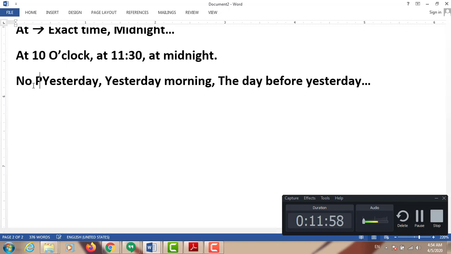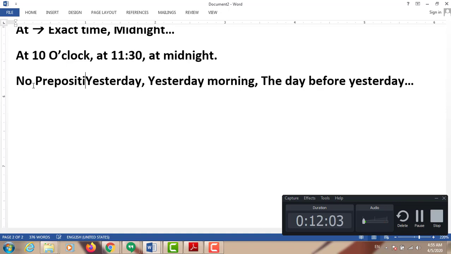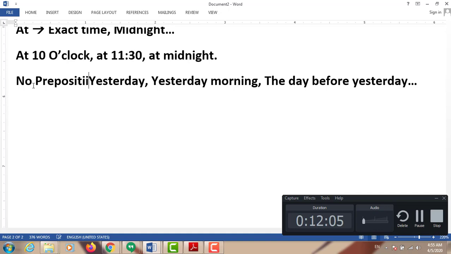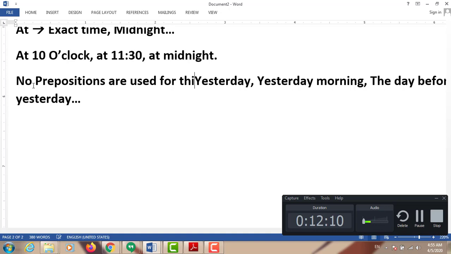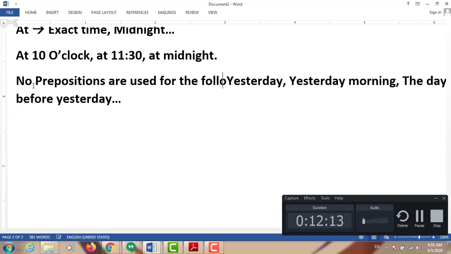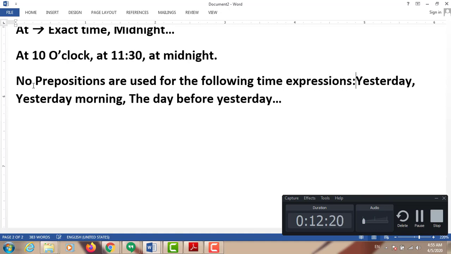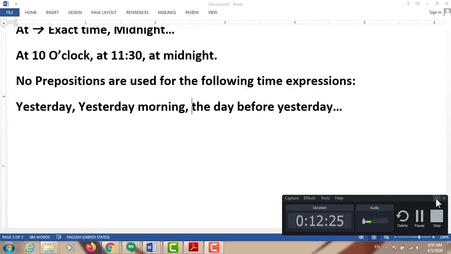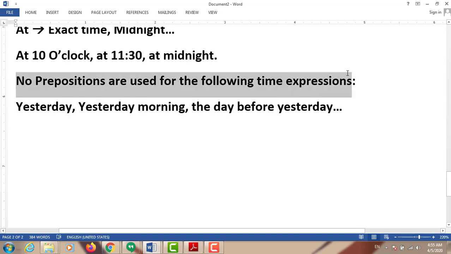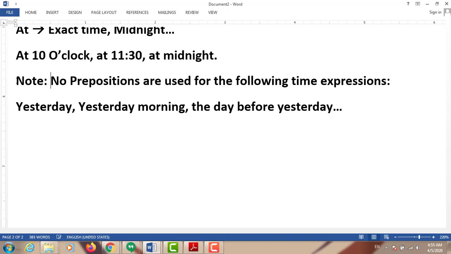So no prepositions are used for the following time expressions. Okay, so this is a note. This should be noted.